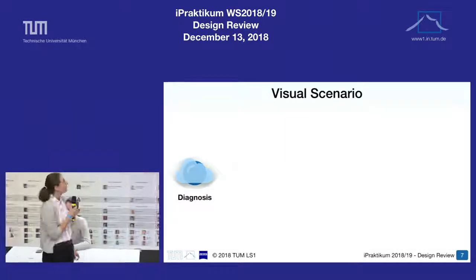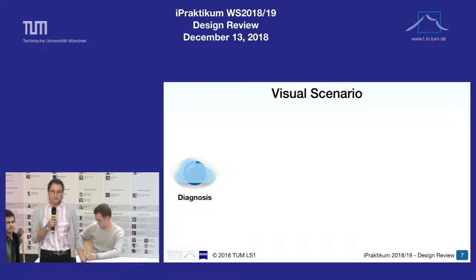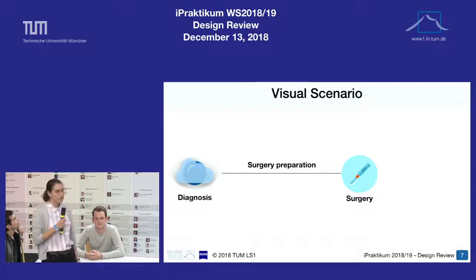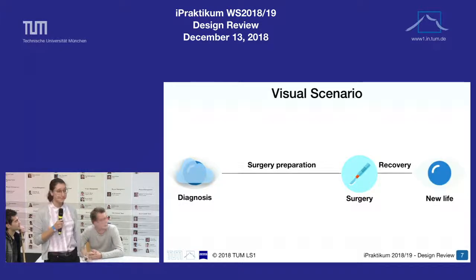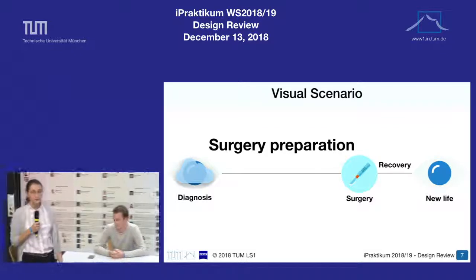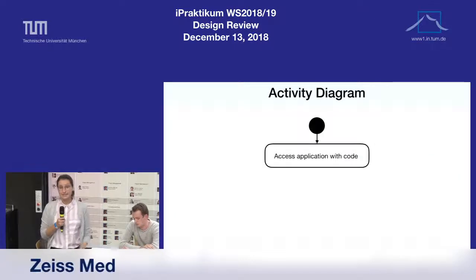So, what actually happens is someone diagnosed with cataract. For now, the only way to cure cataract is the surgery. Before the surgery, a patient has to make certain decisions and preparations and also follow some instructions to recover faster and, fortunately, get his vision back. So today we will focus on the surgery preparation phase, and that is where our application steps in.